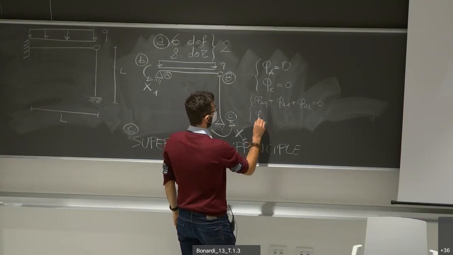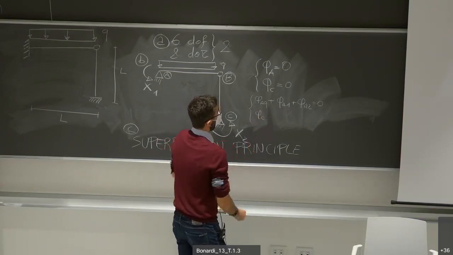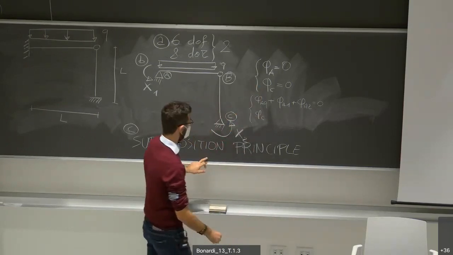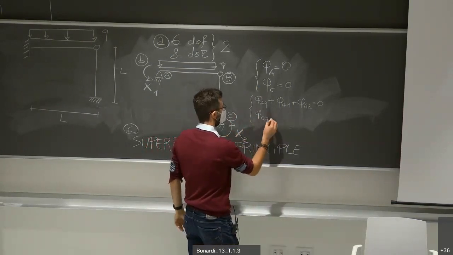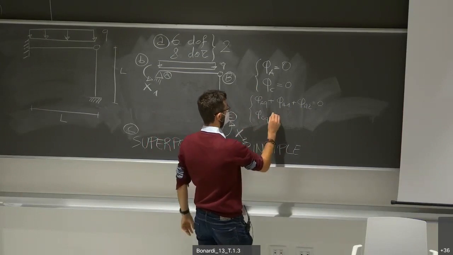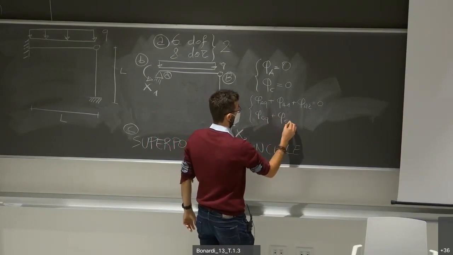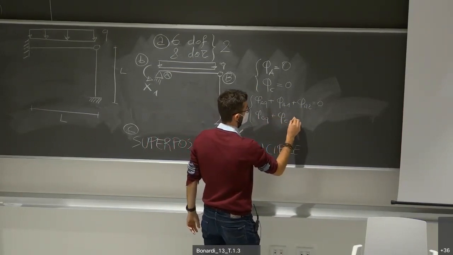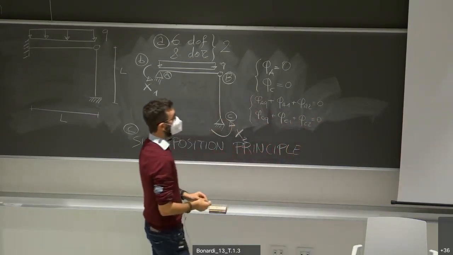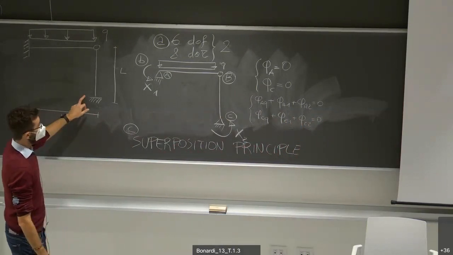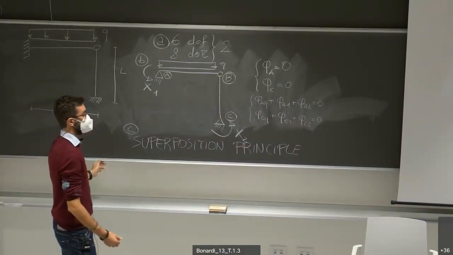The second compatibility equation says that, applying the superposition principle, the rotation in C due to the external load Q plus the rotation in C due to X1 plus X2 has to be equal to 0, because in the node C we had a clamping section as well.